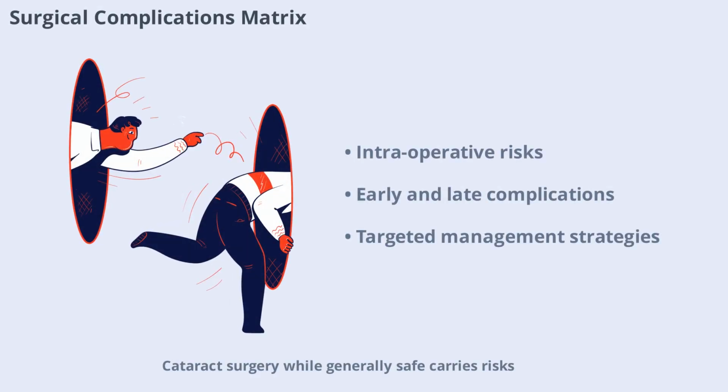Cataract surgery, while generally safe, carries risks. Intraoperative complications include hyphema, bleeding, vitreous loss, and nucleus dislocation. Early postoperative issues may involve endophthalmitis, iris prolapse, or delayed anterior chamber formation. Late complications include after-cataract posterior capsular opacification and cystoid macular edema. Each complication has specific clinical signs and requires targeted management, from antibiotics to laser procedures.